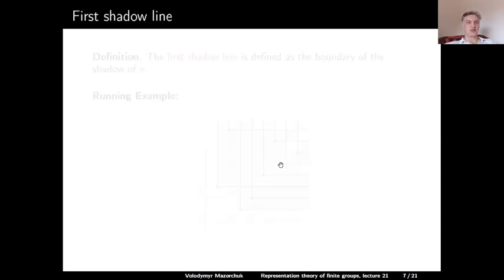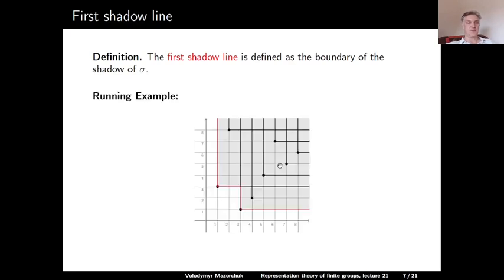So the first main notion related to the shadows is the first shadow line. The first shadow line is defined as a boundary of the shadow of sigma. So in our running example, here we have this gray region, which is the shadow of our sigma, and the shadow line is given here as a red line. So it's a vertical ray with the horizontal coordinate 1 going down to the point 1, 3. Then we have the horizontal segment between 1, 3 and 3, 3. Then the vertical segment between 3, 3 and 3, 1. And then the horizontal ray from 3, 1 all the way to the right horizontally.